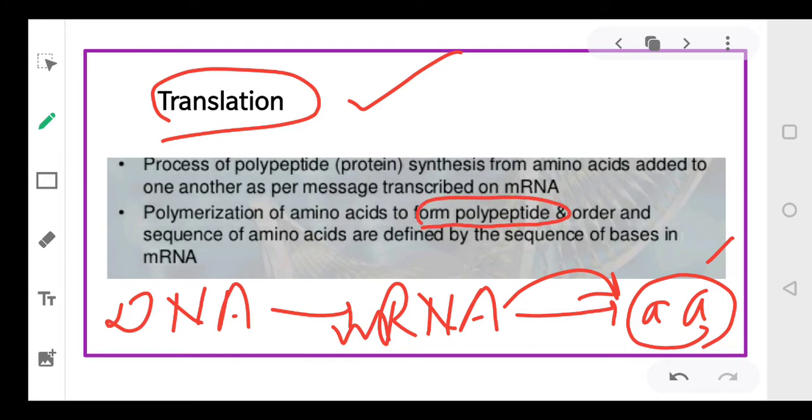Okay, a number of amino acids will be produced, and these amino acids will be joined together to form a polypeptide. So a long chain of amino acids will be formed, and it is called polymerization of amino acids. Okay, this is called polymerization of amino acids.